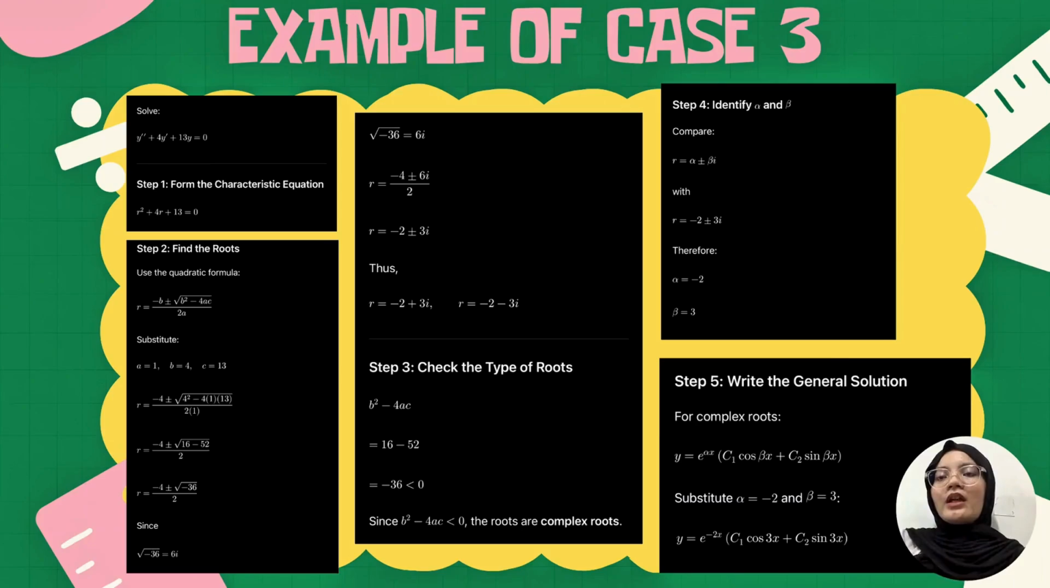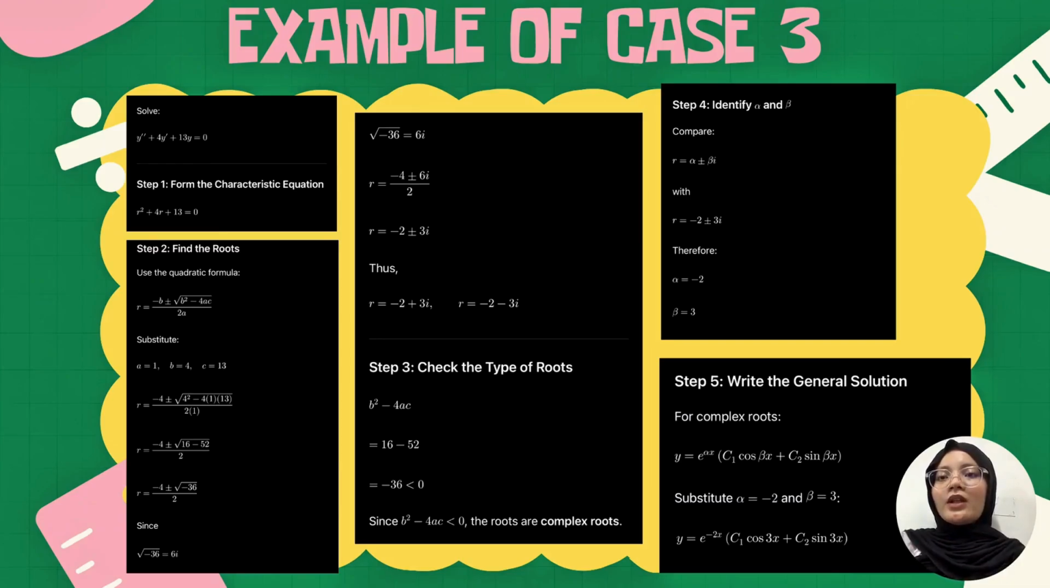So after you obtain the answer, you need to check the type of the root using the same discriminant, which is b squared minus 4ac. Substitute the values, then you will get that b squared minus 4ac is less than 0, so the roots are complex roots.